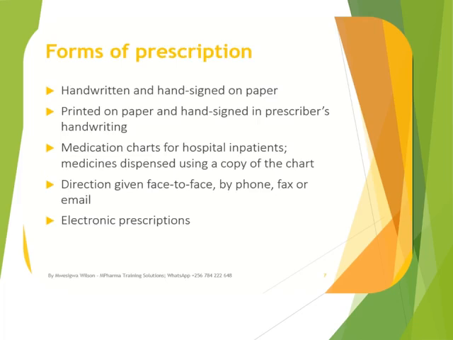Now, the prescriptions which we receive at the dispensary are basically in different forms. They could be handwritten and hand signed on paper, or printed on paper and hand signed by the physician. In other centers, we have the medication charts. In the ART clinic, some charts are used. You just look at the chart and the age group, and dispense the medications to the patient. Others can be given directly face to face, by phone, by fax, by email, or as electronic prescriptions. All these could be issued to patients.